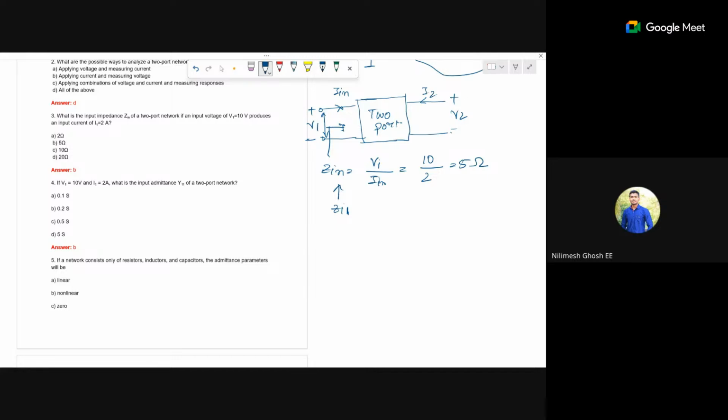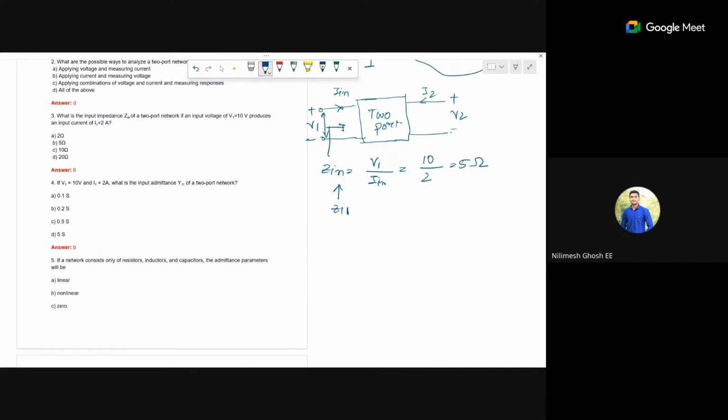The thing is, this Z in is not related to Z11. It is generic. Whatever I have told you till now is for a particular node. You have to apply a test voltage and measure the test current, and that will give you the input impedance looking from that node. That node may be in the input, maybe in the output, maybe somewhere in the middle. That is a generic rule.